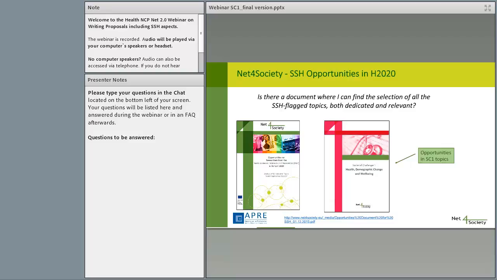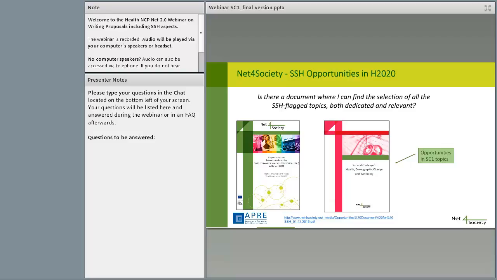Yes, there is, and this is the Socio-economic Sciences and Humanities Opportunities document that is published by the Net4Society project, that is the network of the National Contact Points for Societal Challenge number 6. I am one of the three Italian NCPs for Societal Challenge number 6 in Horizon 2020, and you can find this document at the link that you have here in the slide.